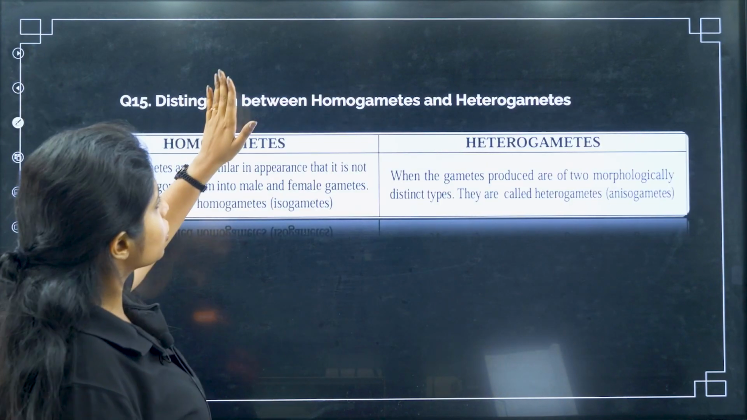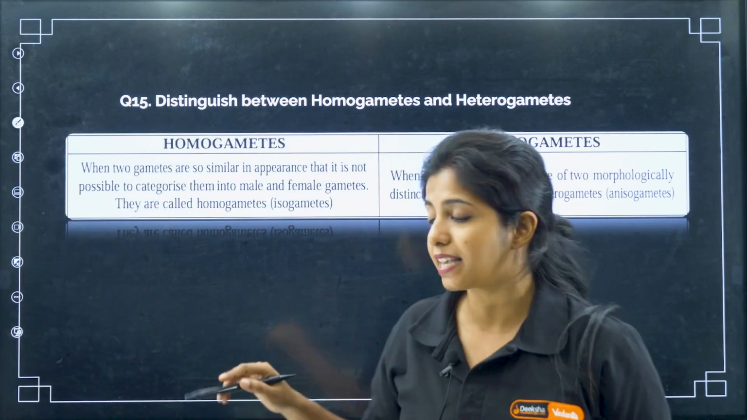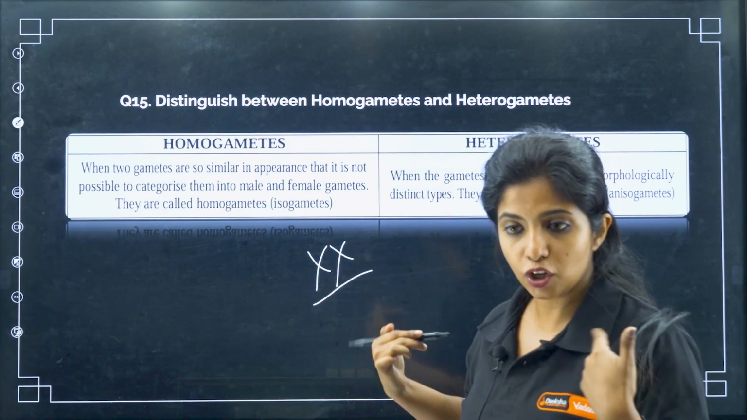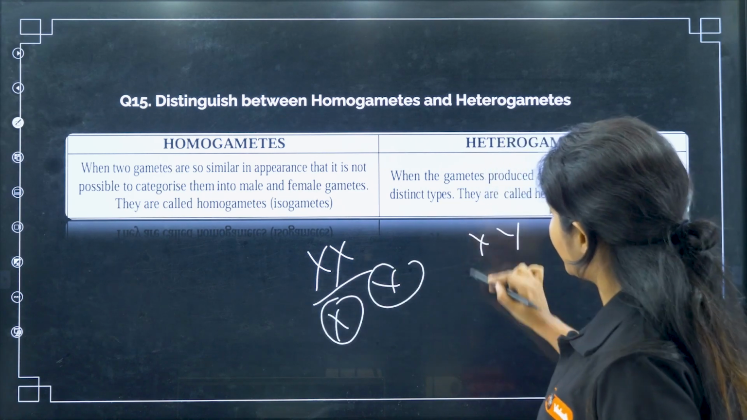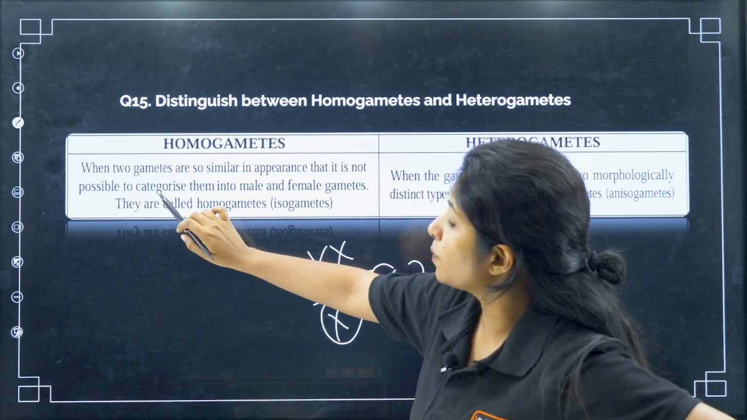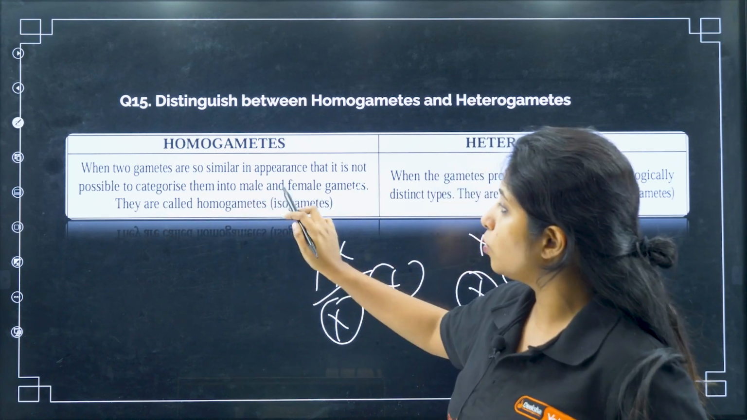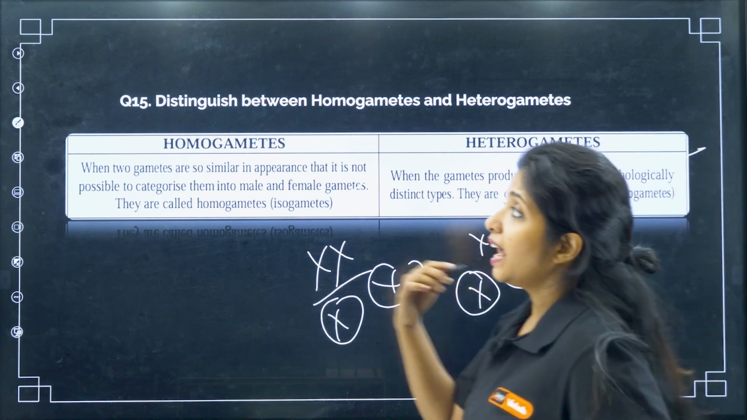Now going ahead, distinguish between homogametes and heterogametes. Homogametes means they are going to produce the same type of gametes, XX. Females, in human females, they are going to produce always X gametes. XY, the males, my dear children, they are going to produce either X or Y. So when two gametes are so similar in appearance that it is not possible to categorize them into male and female gametes, they are homogametes. When the gametes produced are of two morphologically different types, they are known as heterogametes.